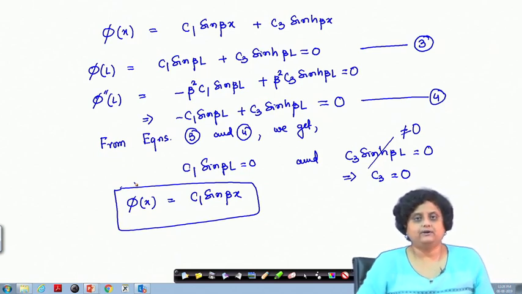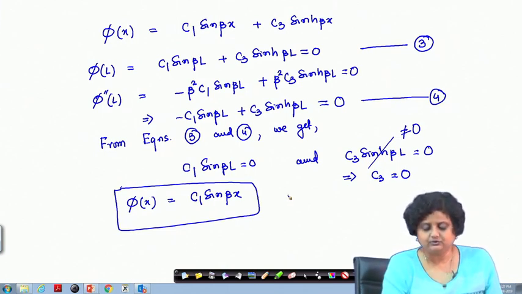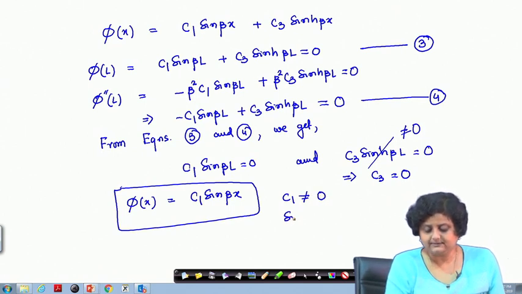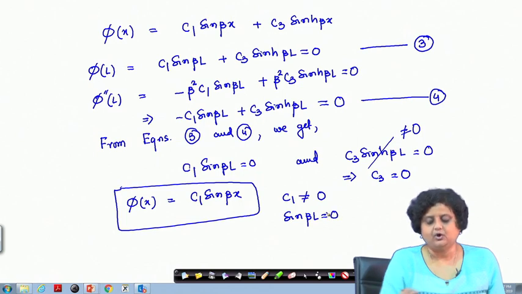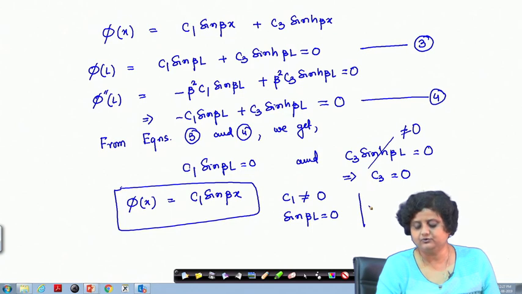Now, C1 cannot be equal to 0. If C1 equals 0, then phi x becomes equal to 0, which is a trivial solution. So, C1 cannot be equal to 0. Therefore, my sin beta L has to be equal to 0.